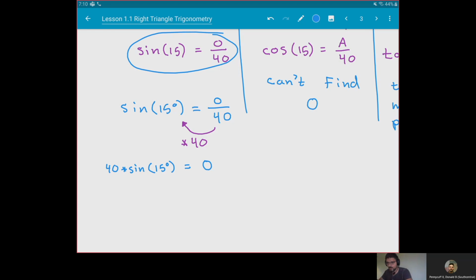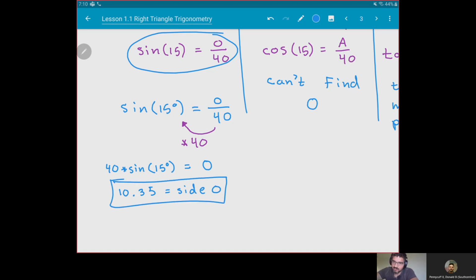All right, so I've got my calculator here. Let's make sure I'm in degrees. I am. And that's going to be 40 times sine of 15, and that is 10.35, which is equal to side O. And so I found the side of the triangle that I needed.